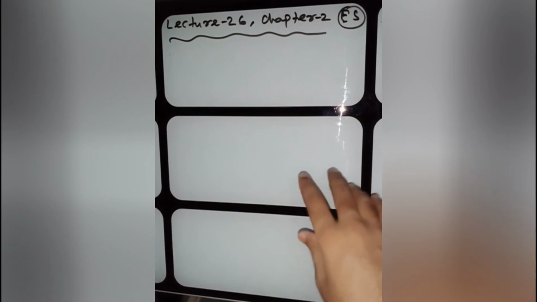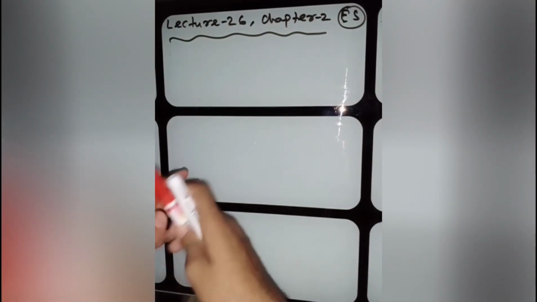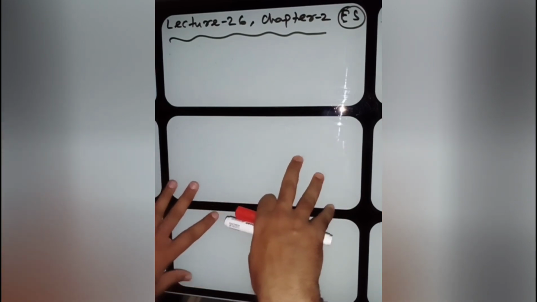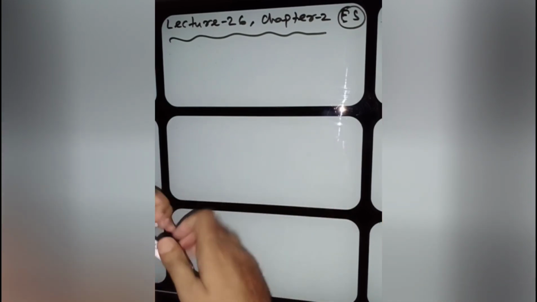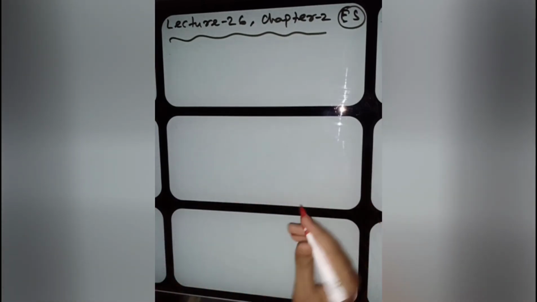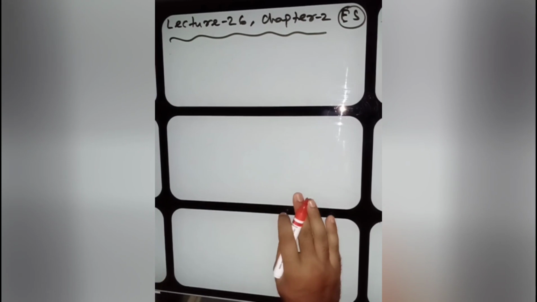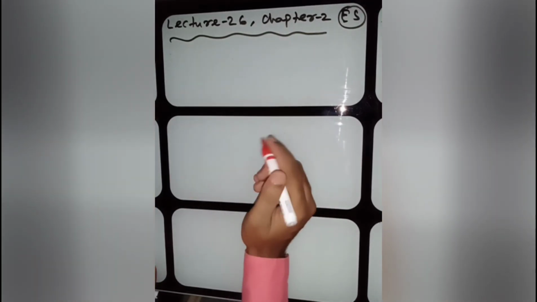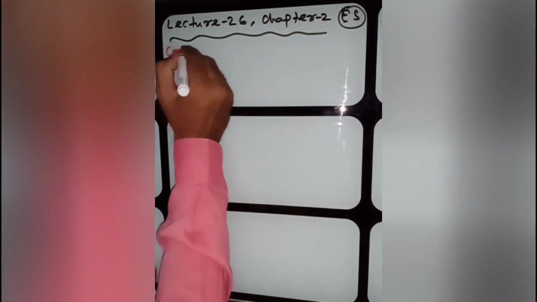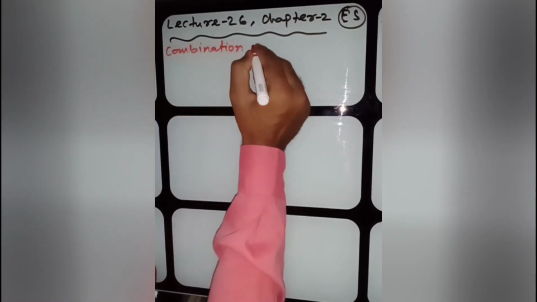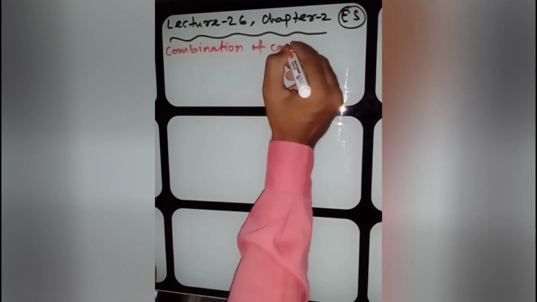Okay, my dear students. Now the next topic, which is important but very easy, is the combination of capacitors. Remember, my dear student, you have studied in standard 10th how to find the combination of resistors. The same procedure will be used. You have to keep certain other things in mind, which are very simple. Combination of capacitors.